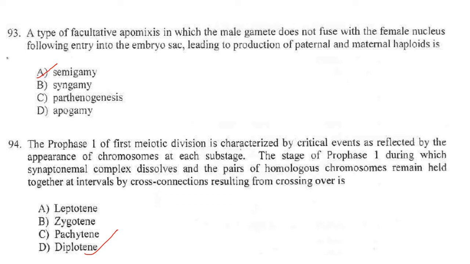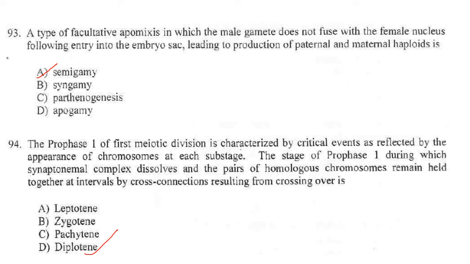Then a type of facultative apomixis in which the male gamete does not fuse with the female nucleus following entry into the embryo sac, leading to the production of paternal and maternal haploids, is. So it is called semigamy. Answer is option A.